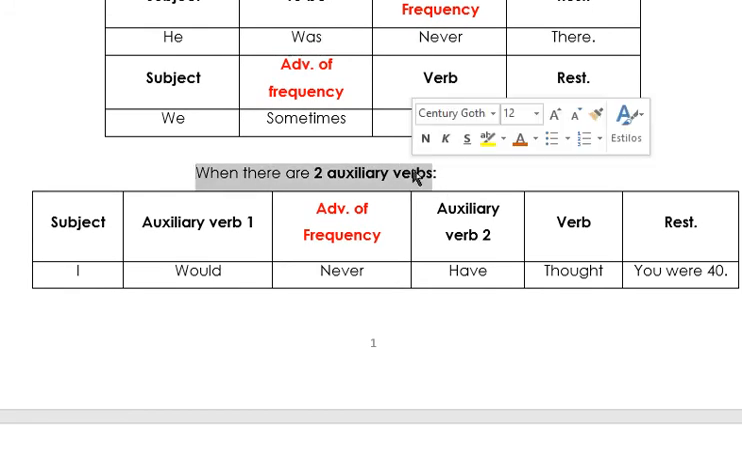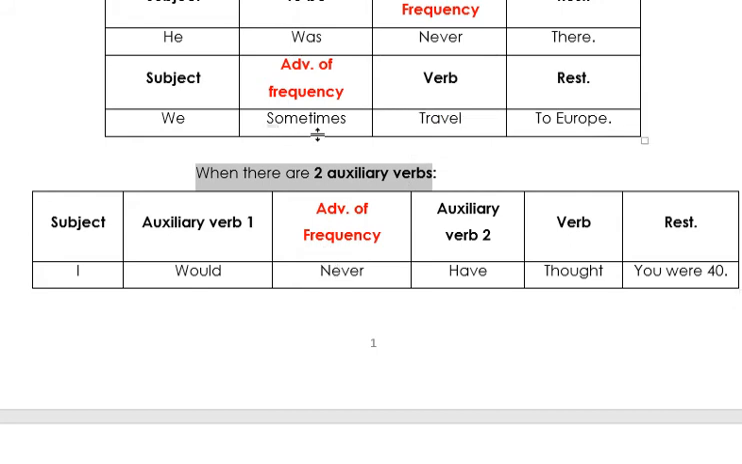When there are two auxiliary verbs, cuando tenemos dos verbos auxiliares, ¿sí? We place the adverb of frequency between the auxiliary verb 1 and the auxiliary verb 2. For example, I would never have thought you were 40. Jamás hubiese imaginado que tenés 40. ¿Sí? We have would is our first auxiliary verb, and have is the second auxiliary verb, and then we have the main verb. Este es el verbo principal. ¿Sí? Verbo auxiliar, verbo principal. ¿Sí? Como tenemos dos verbos auxiliares, el adverbio de frecuencia va a ir entre esos dos verbos auxiliares.